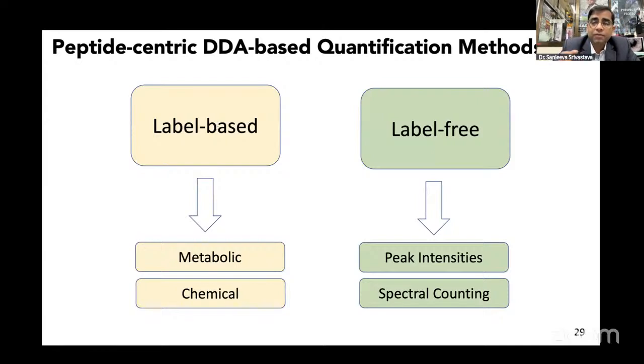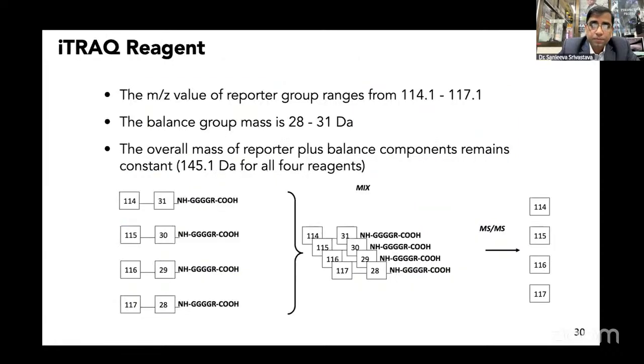When you are looking at some way of metabolic or chemical labels, you utilize those labels to look at the quantification in the mass spec. Or there's a newer concept, the label-free method. It means you're not labeling, but you are looking at the peptide quantification and their intensity or spectral count. So I'll spend a few minutes on these methods.